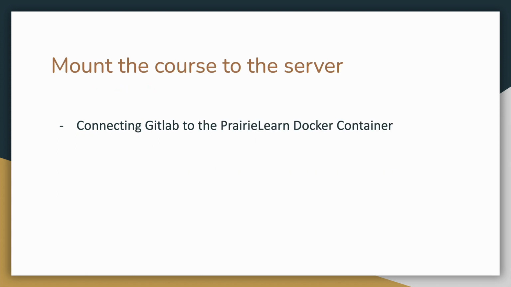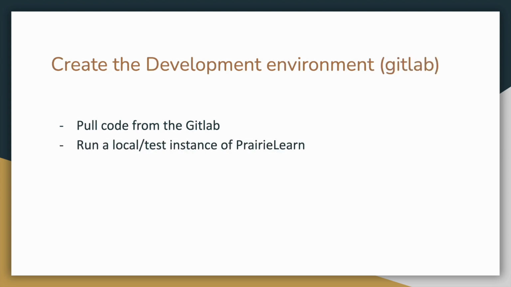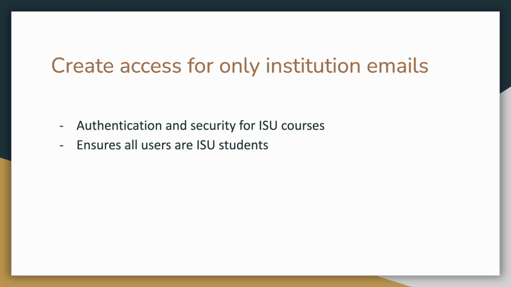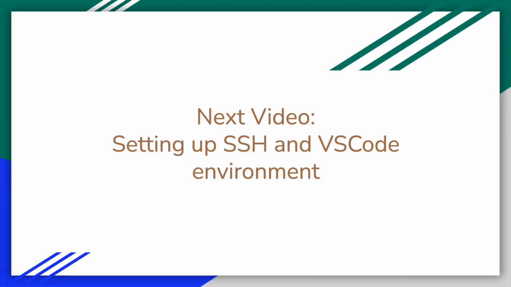So mounting the course, just a quick step, is connecting the GitLab to the PrairieLearn Docker container. Creating the development environment, you just pull the code from GitLab and then run a local instance of PrairieLearn. Creating access for only institution emails. This allows authentication and security for ISU courses and ensures all users are ISU students.